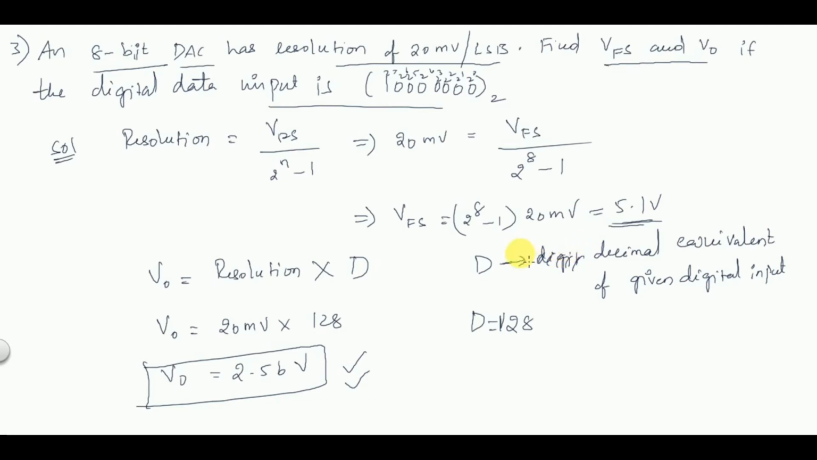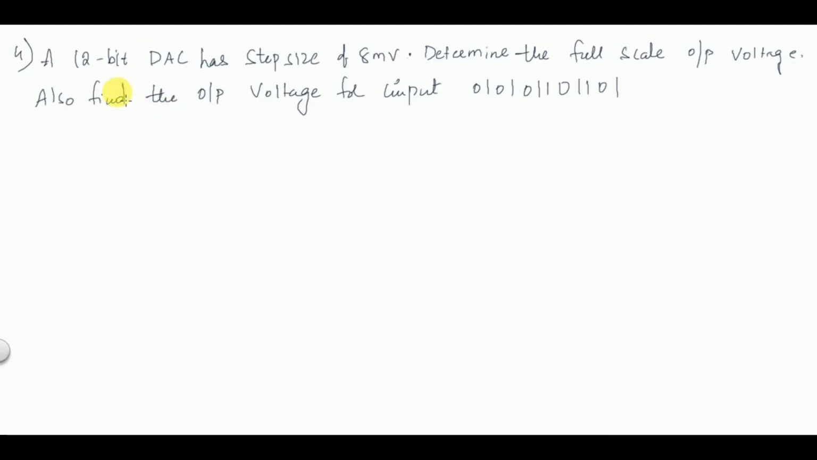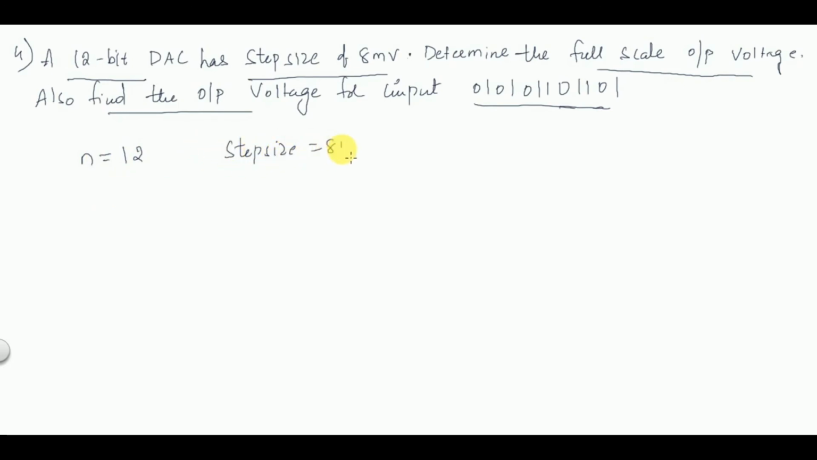Okay, so in the next problem, he has given that a 12-bit DAC has a step size of 8 millivolts. Determine the full scale output voltage VFS and output voltage V0 for the given input. He has given a sequence of binary numbers. So n is equal to 12 and step size is equal to 8 millivolts. Step size is sometimes called resolution also.